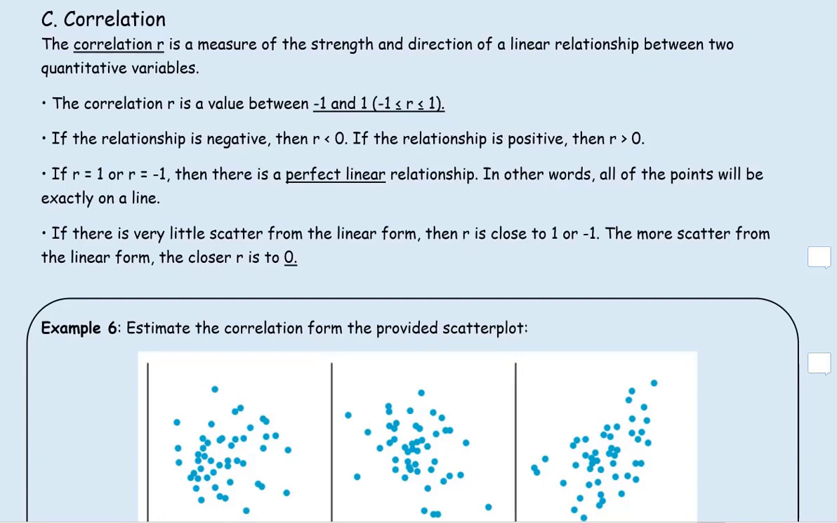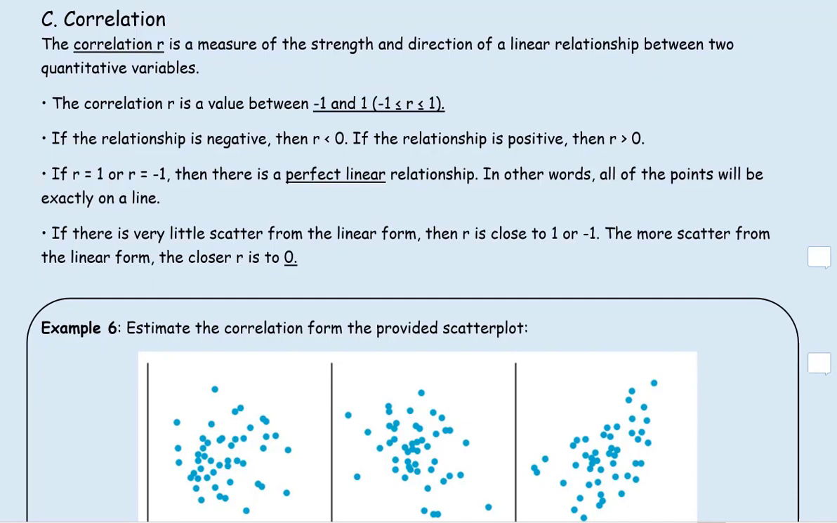Hello, everybody. Today we're going to talk about correlation. The correlation, usually described as R, is a measure of the strength and the direction of a linear relationship between two quantitative variables. Now, the correlation R is a value between -1 and 1. It doesn't go higher than 1, it doesn't go lower than -1, it's between those two numbers. It can include both -1 and 1.